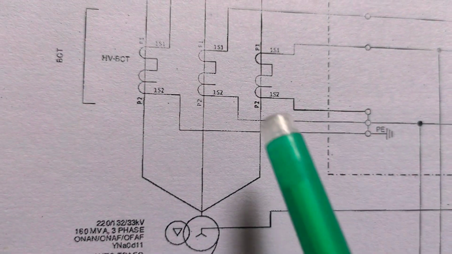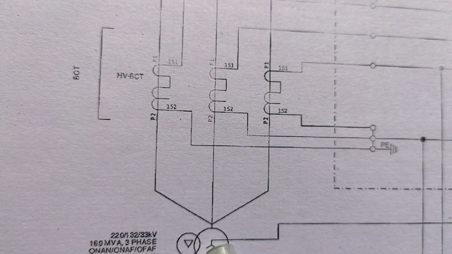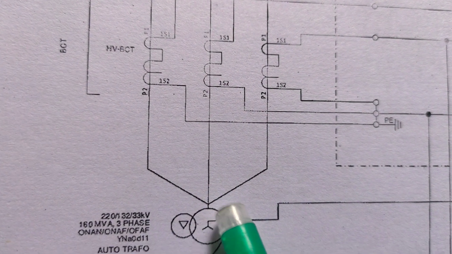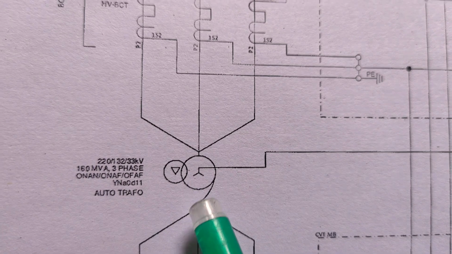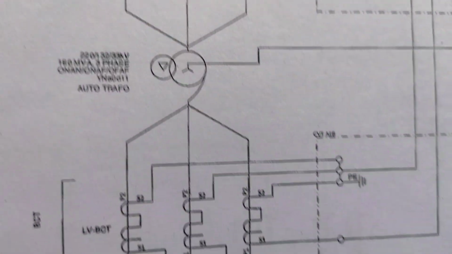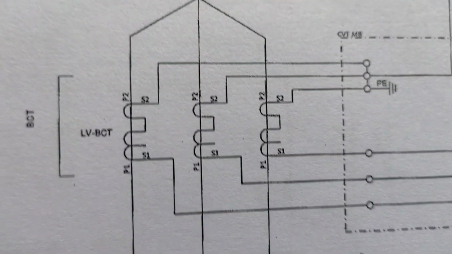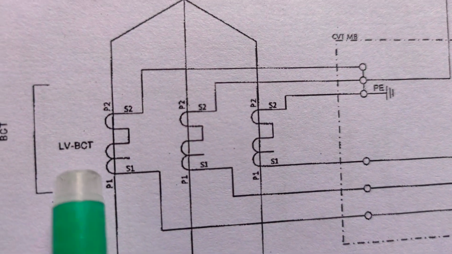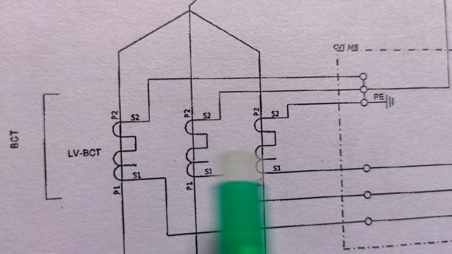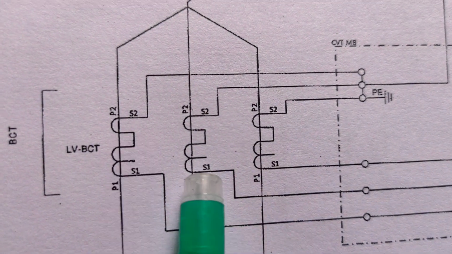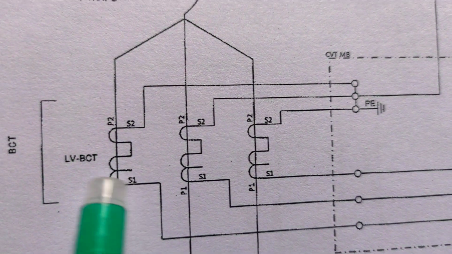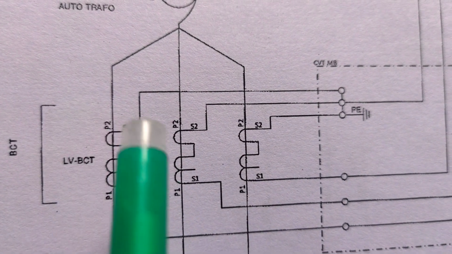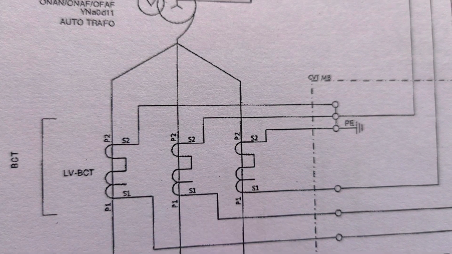Okay, and the transformer bushings are connected with the transformer's inside windings, and on the secondary the transformers come out through the delta connections, and there is also the LV BCT. So what is the LV BCT? LV means low voltage and BCT is the bushing current transformers. It also has P1, P2, P1, P2, P1, P2, 1S1, 1S2, 1S1, 1S2, 1S1, 1S2.